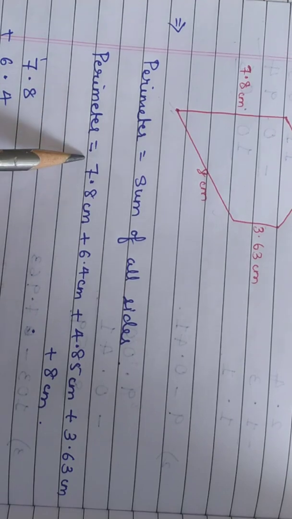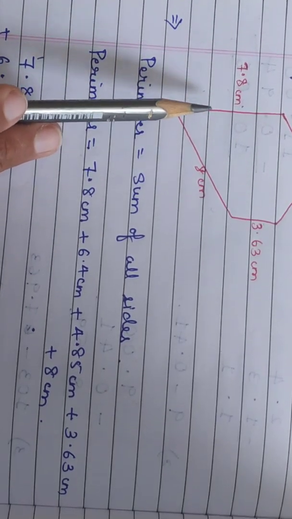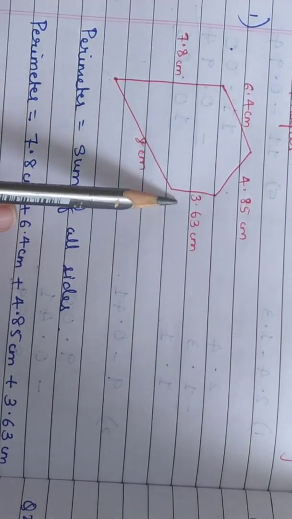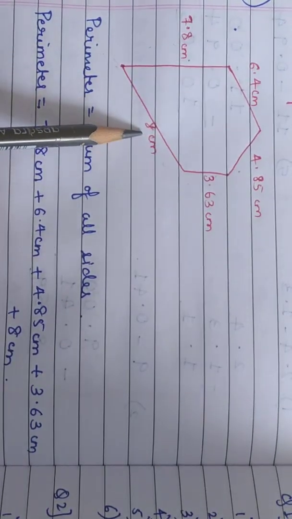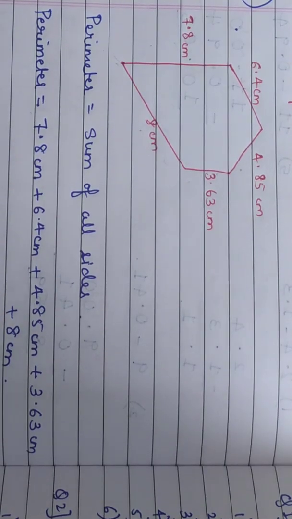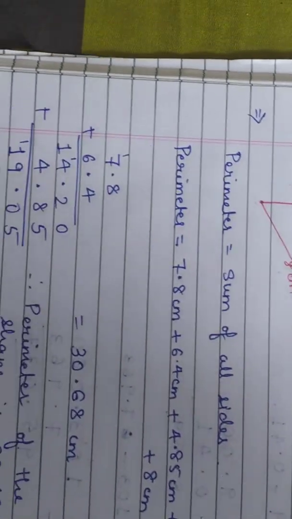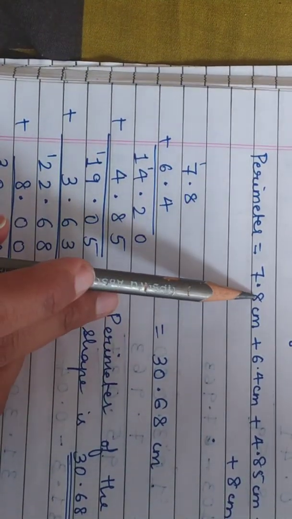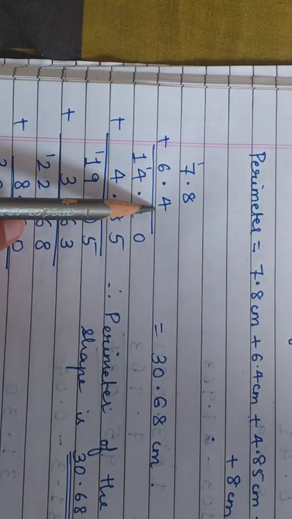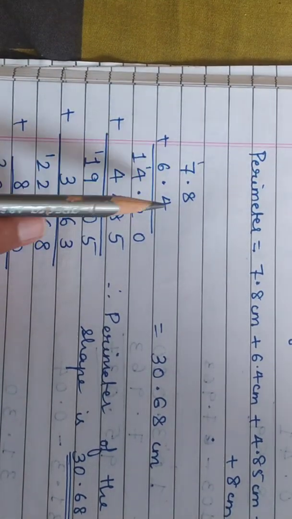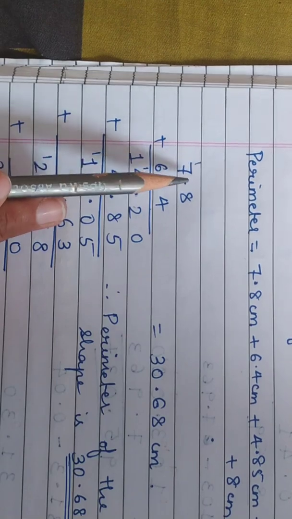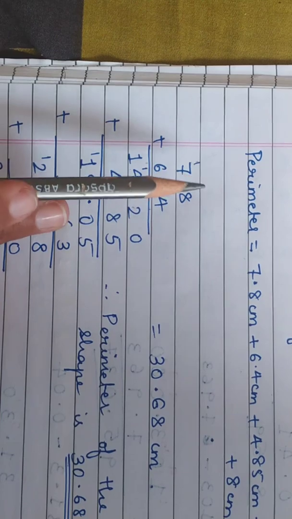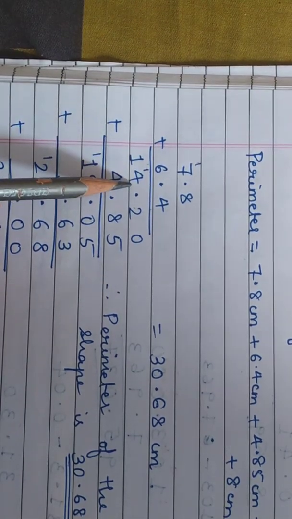So I write perimeter is equal to 7.8 centimeter plus 6.4 centimeter plus 4.85 plus 3.63 plus 8 centimeter. So we have to add these sides. Now I have added all these here. So first I have added 7.8 plus 6.4. 8 plus 4 is 12. So I write 2, 1 here. 7 plus 6 is 13. 13 plus 1 is 14. So I write 14.